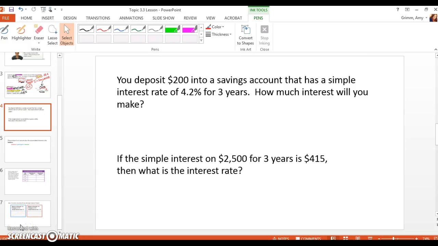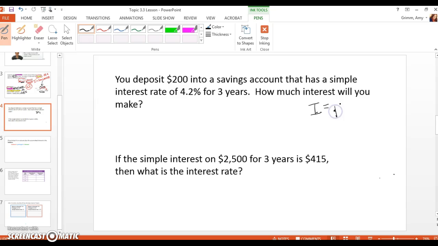Alright, so here is the next slide. This says you deposit $200 into a savings account that has a simple interest rate of 4.2% for 3 years. How much interest will you make? Okay, so I'm going to start back with my formula, which was I equals PRT. Okay, and we're going to put in everything we know.